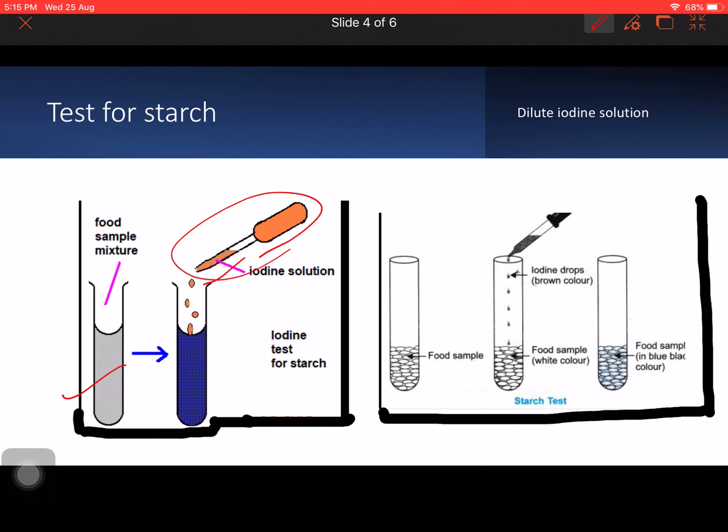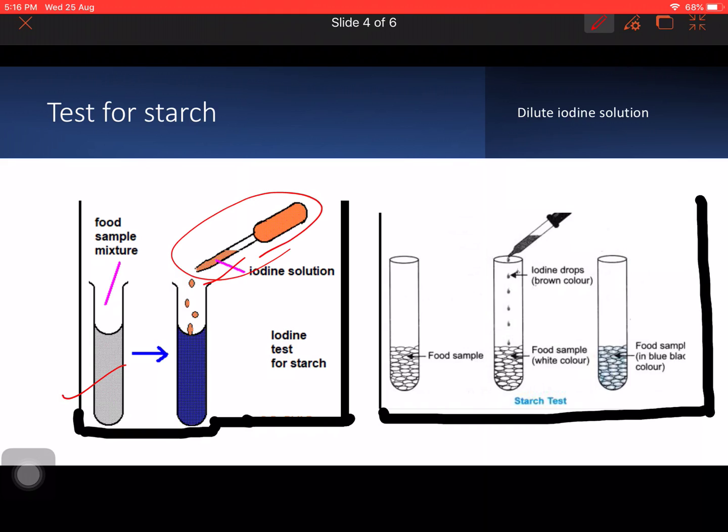Suppose this is the iodine solution; we place it in the test tube, and we will notice that the color of the solution turns blue black after heating the solution. So this solution needs to be heated, and then we can see that the solution formed turns blue black. Since the result contains a blue black substance, we can say that the food sample contains starch.